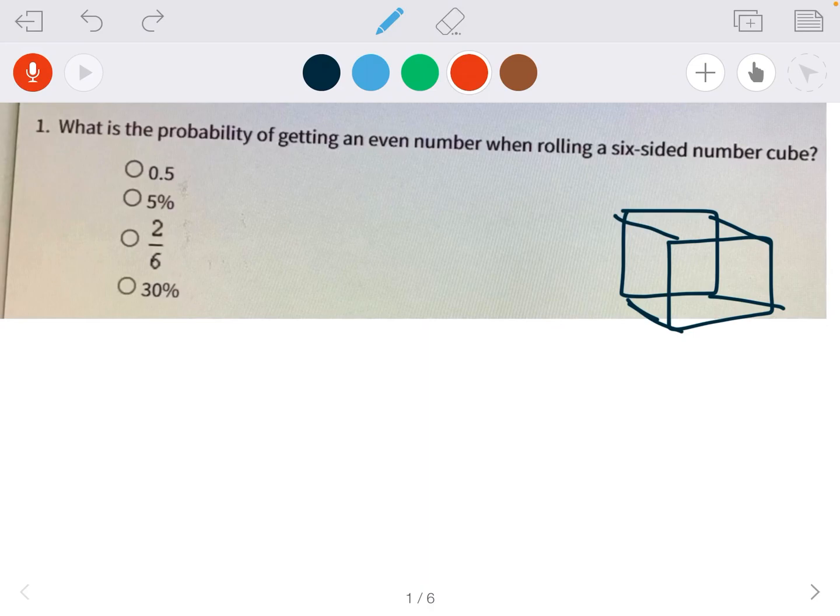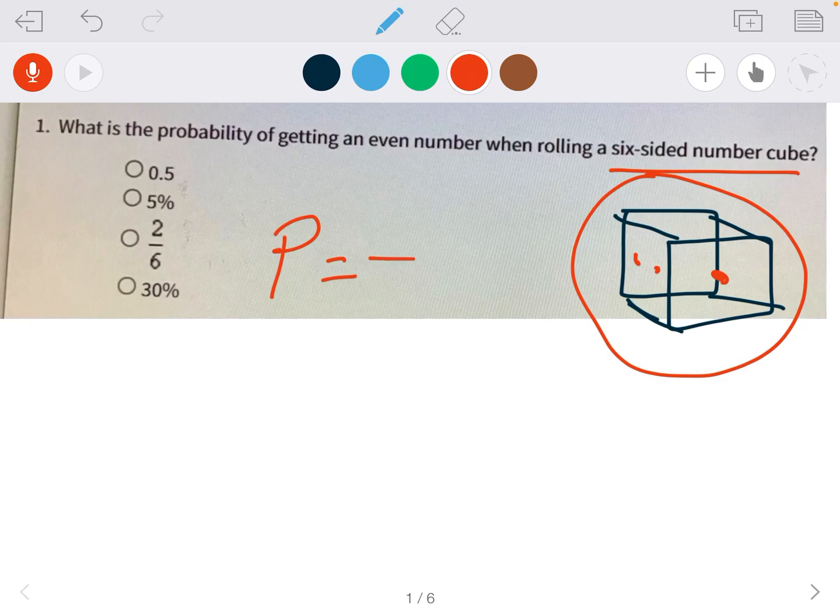So what is the probability of getting an even number when rolling a six-sided number cube? All right, so if I've got a cube, which I've kind of drawn right there, it has the different numbers on it. It's got 1, 2, 3, 4, 5, 6, so it actually has 6 sides. If I remember, probability is going to be the favorable, in other words what we want, number over the total number.